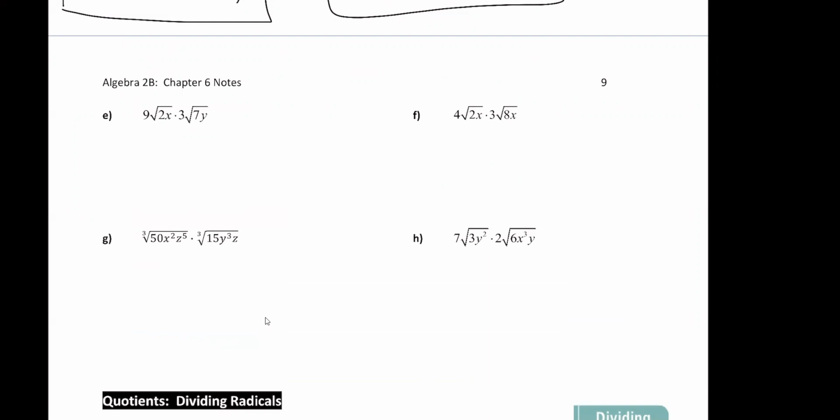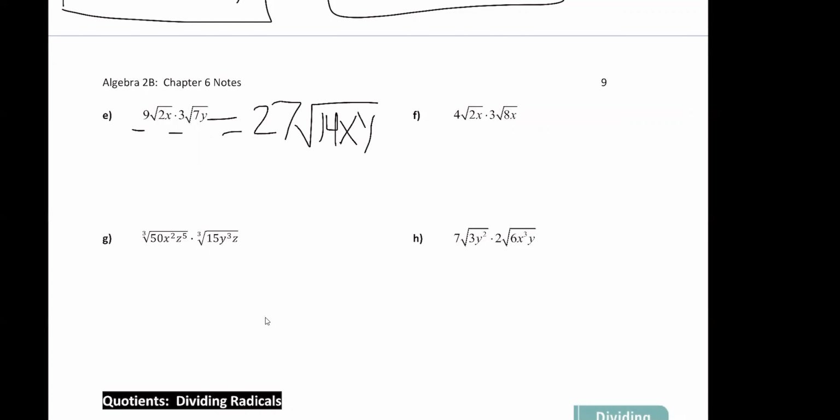They all look relatively reasonable. I mean, obviously, G's got just more pieces. But for a question like E, just keep in mind, if you have a number in front of your radical, you basically multiply the outside numbers together, then you multiply the inside numbers together. So this would be 27 square root of 14xy. And then you just want to simplify it.